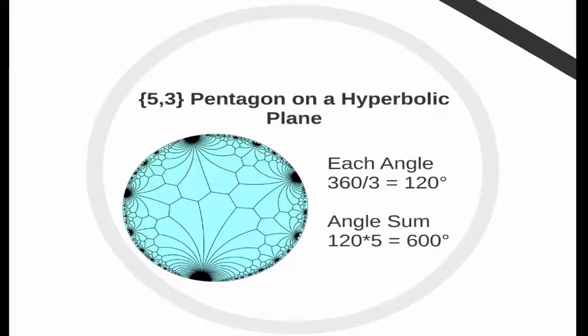Each angle here is 120 degrees, because if you count around each vertex, you'll see 3 angles at each one of them, so you get 120 degrees. So its angle sum is 600 degrees, which is greater than that in the Euclidean plane.